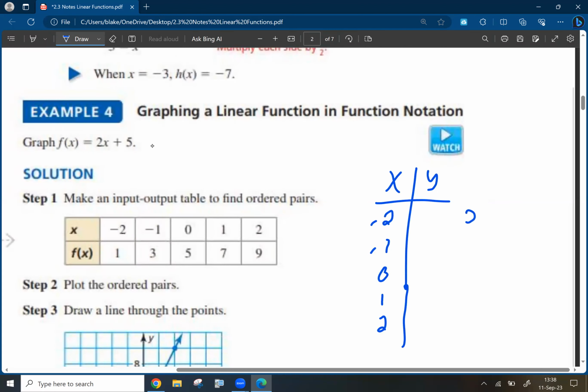If you plug in -2, you'll have 2 times -2 plus 5, which comes out to -4 plus 5, which is 1. So you can see there's where they get the 1. If you plug -1 into the function, 2 times -1.